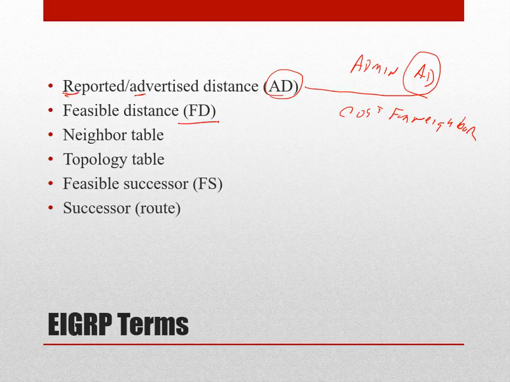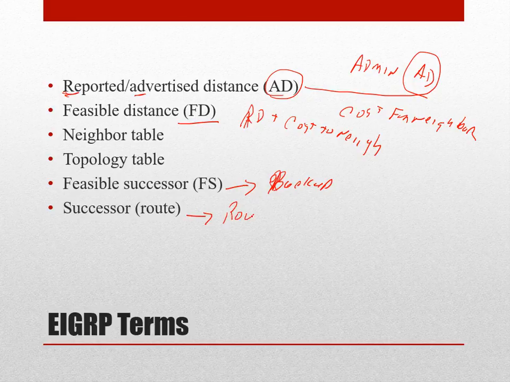The feasible distance is the administrative distance or the reported distance, let's call it the RD, plus the cost to the neighbor, which is really the total path cost. We have the neighbor table, which lists the neighbors, and the topology table. Feasible successors are what the routes are called. Feasible successors are the backup routes. Successor routes, and he says think successful, are the routes that we use.